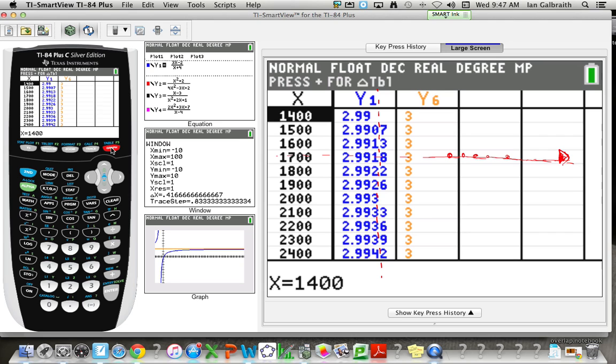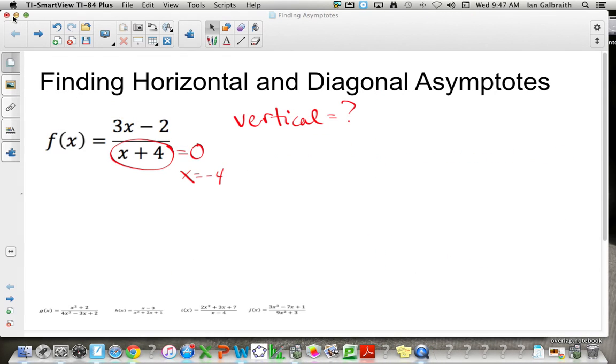Now, of course, you guys probably remember that these graphing calculators did not come along until very recently. And so there are methods to find it without using the graphing calculator. I'll talk about that right now.